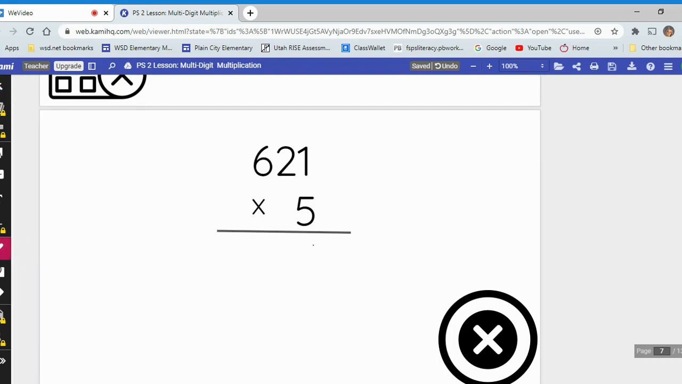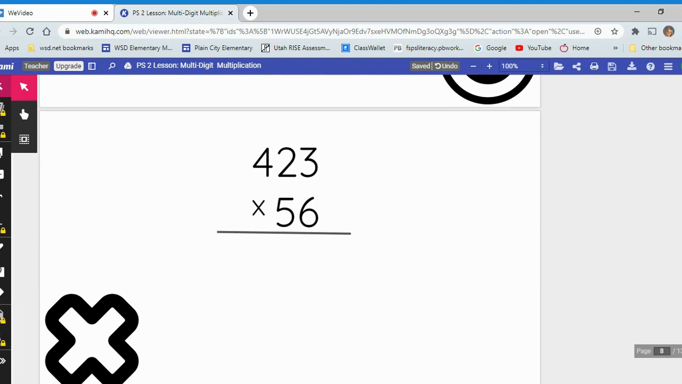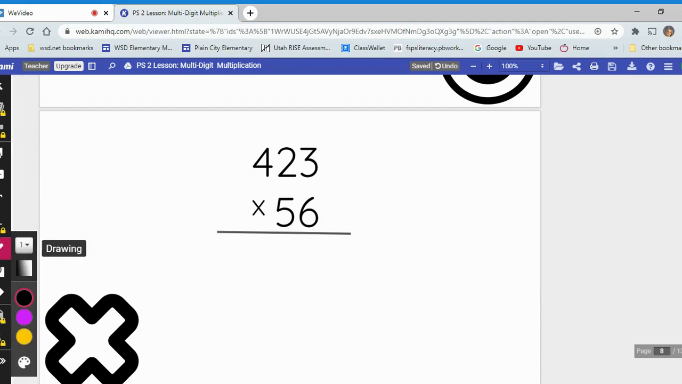So 5 times 1 is 5. 5 times 2 is 10. Carry that 1. 5 times 6 is 30 plus 1, 31. So hopefully that one should have been pretty simple, knowing our basic math facts, because multiplying by 5 is sometimes easy. Now, if we look at this next problem, we will notice that it is a 3-digit multiplied by a 2-digit number. So the process is going to change just a little bit. We're going to add an extra step, but hopefully this is still somewhat of a review.